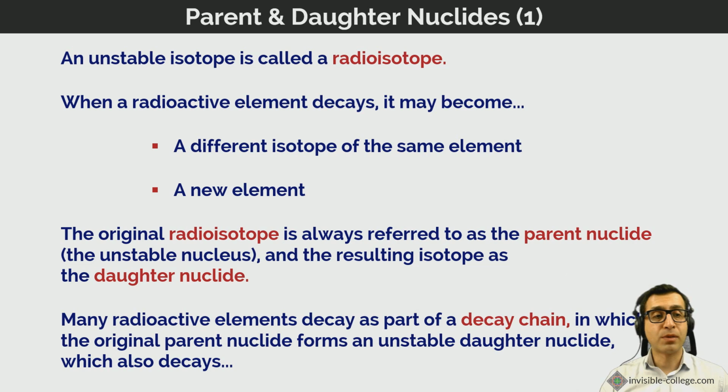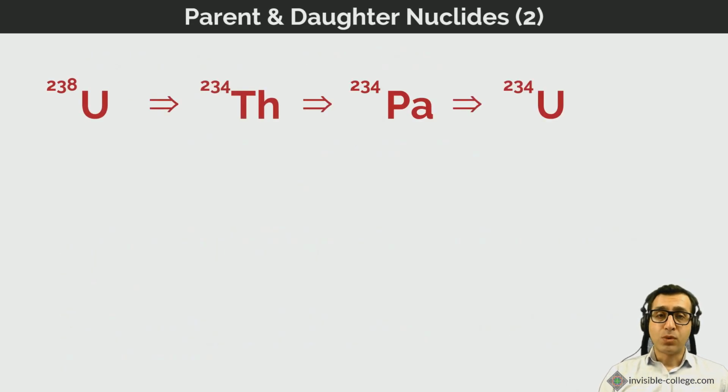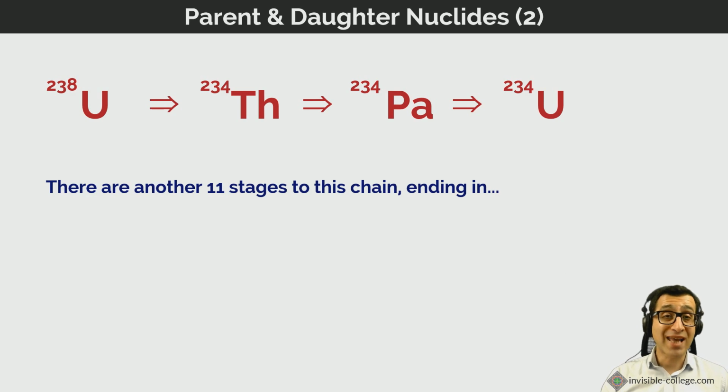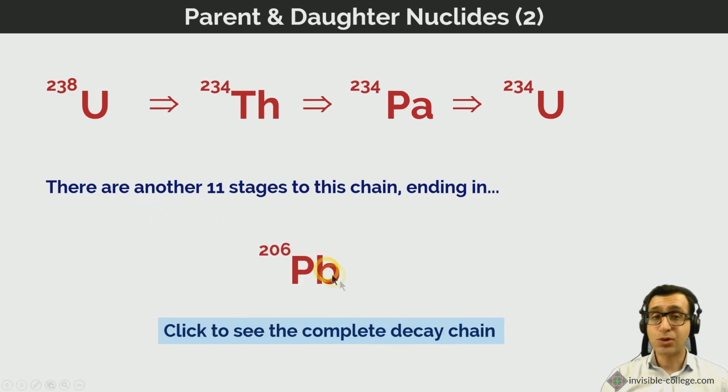So let's take a look at an example of one of these. This is a decay chain which starts with a uranium-238 nucleus. The uranium-238 nucleus decays to become a thorium-234 nucleus. The thorium-234 nucleus then decays again to become a protactinium-234 nucleus, which again decays to become a uranium-234 nucleus. Now, in fact, there are another 11 stages to this chain, and it actually ends in lead-206.